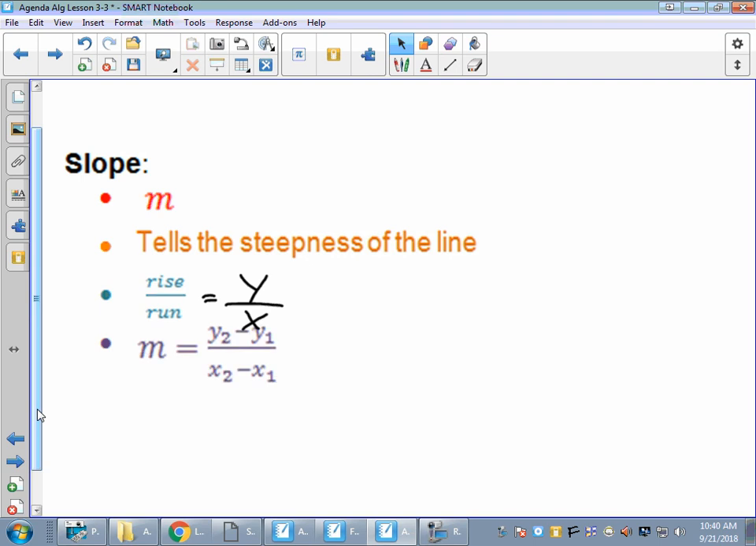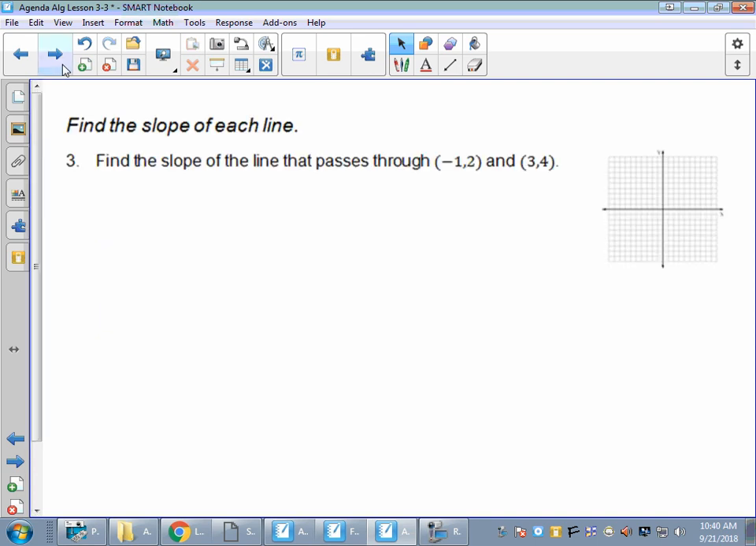And our slope formula here is m equals, where m is slope, y2 minus y1 over x2 minus x1, because you're going to have some points. I'm just going to move this up for you so you can see that a little better. You're going to have some point coordinates, and you're going to plug them in, and you can find your slope if you have points. Okay, so let's find the slope of each line here.